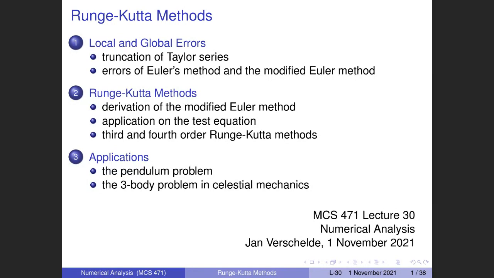The modified Euler method, as we have seen last time, is already good enough to approximate the trajectory for the pendulum problem. So we will come back to the pendulum problem, but we can now, by the higher order Runge-Kutta methods, compute much more accurate approximations for the trajectory of the solution of the pendulum problem. So we will end with a less trivial application from celestial mechanics, the so-called three-body problem.